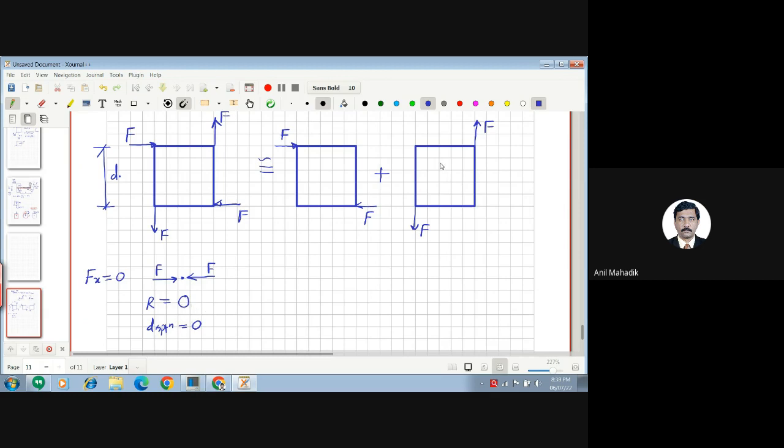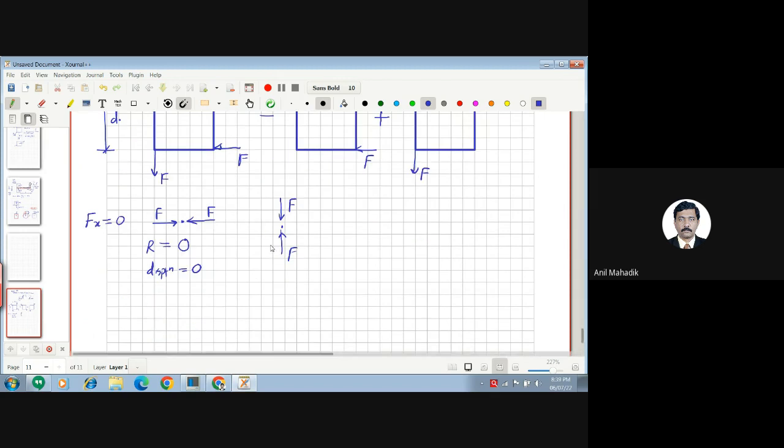Now similarly vertically, if you consider this right side, so what is there? One is downward and one is upward. Let me show this first for simplicity. Downward and then upward force. In this case also, the same, how much will the resultant be? Vertical resultant, 0. So R will be 0, displacement is 0. That means generally we call it sigma Fy is equal to 0.